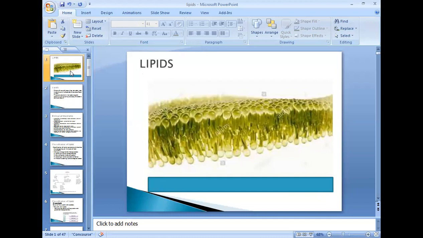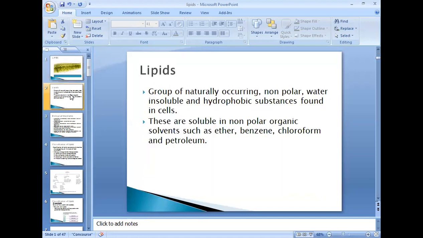Today's topic is lipids. Lipids are basically naturally occurring compounds which are non-polar, water insoluble and hydrophobic in nature. Hydrophobic means water fearing substance. These are found in cells and these are insoluble in water and soluble in non-polar organic solvents such as ether, benzene, chloroform and petroleum.